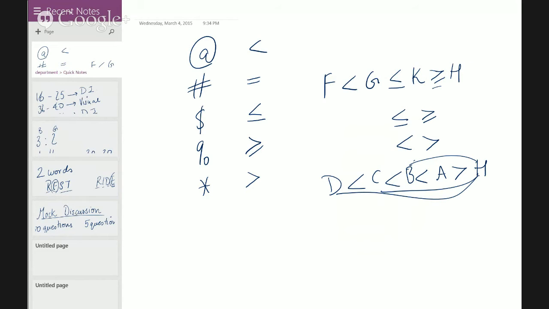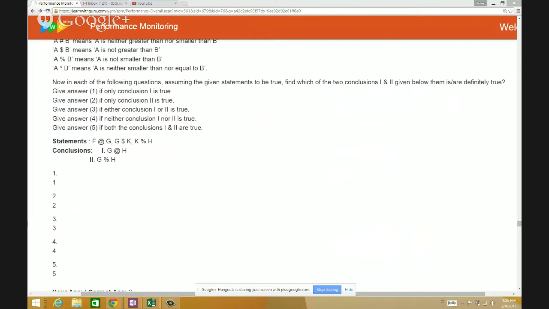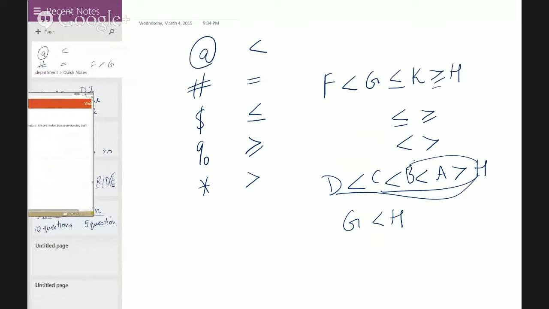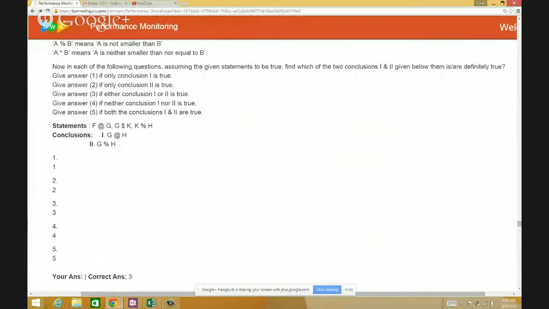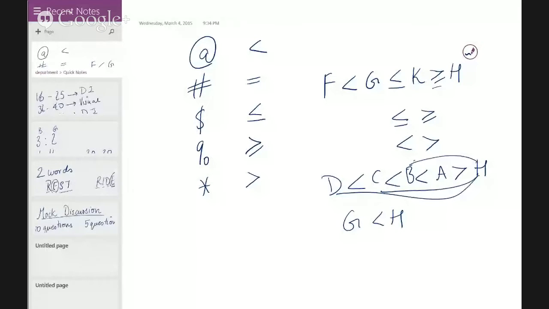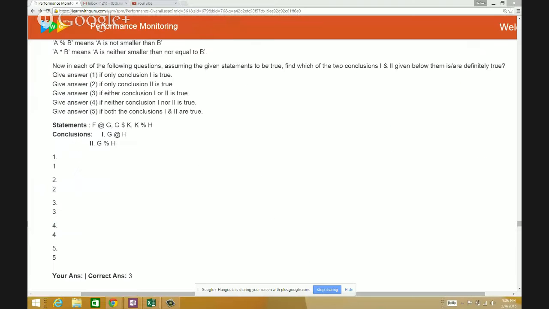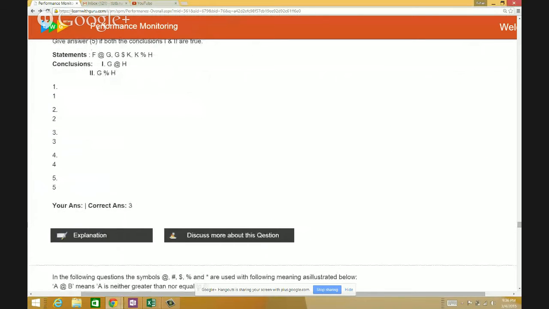You'll see the conclusions. G at the rate H. What is G? Is G less than H? Can't say, because G is less than K and K is less than H. We cannot say about G and H. G percent H. Percent is basically greater than or equal to. See, these are the only two possibilities. Either G has to be less than, or G has to be greater than or equal to. So all is covered. So the answer is either or. Either statement one or two follows. All right. Because you have both the relationships valid here. That is a very straightforward one.